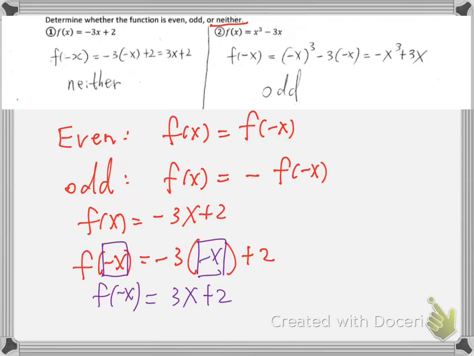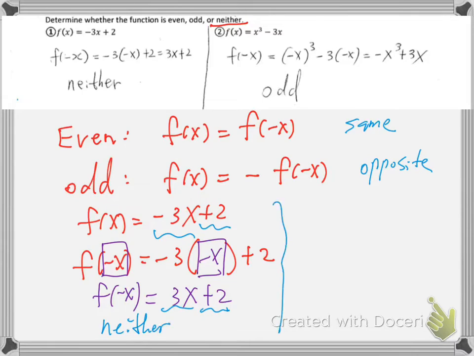Now if you look at f of x and f of negative x, the second term is the same, but the first term is the opposite. For an even function, all the terms have to be the same. For an odd function, all the terms have to be opposite. So this is not even or odd, because the first part is opposite and the second part is the same. So this is neither.